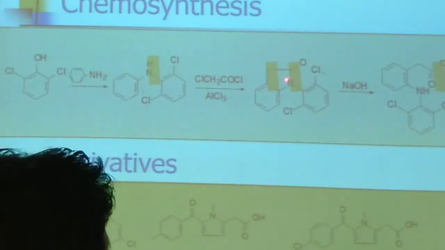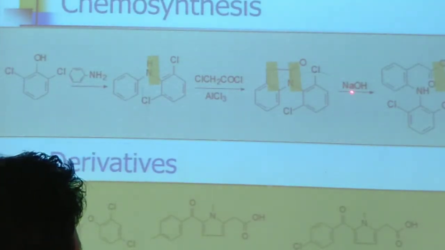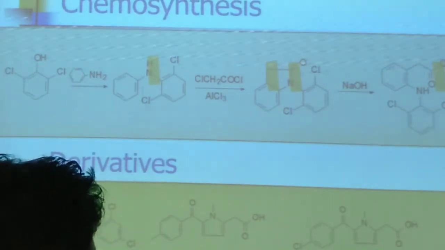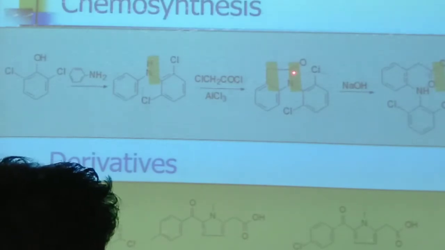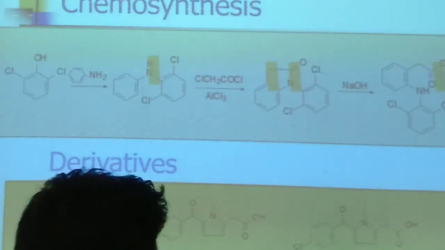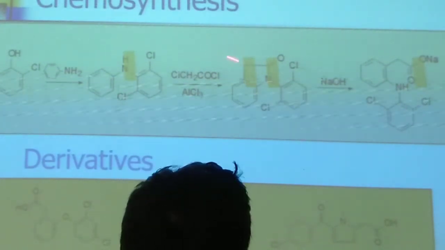Ultimately, that bond will be fragmented by reacting it with NaOH. That bond will be fragmented. O and Na will get attached at this position, and H will get attached of sodium hydroxide at this position. So diclofenac sodium will be formed. That is the process of formation of diclofenac sodium.